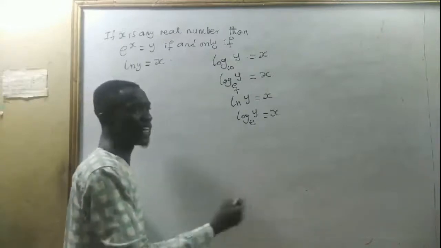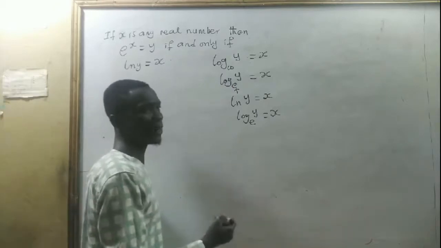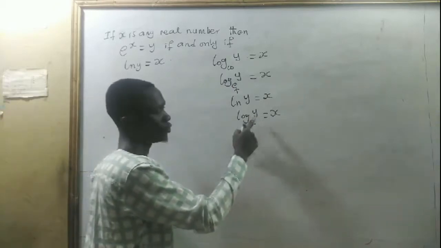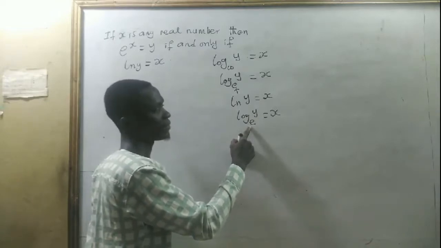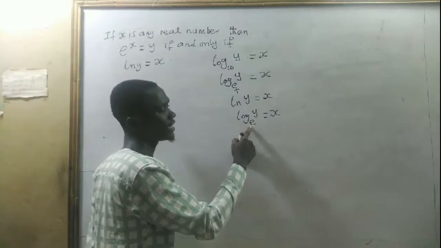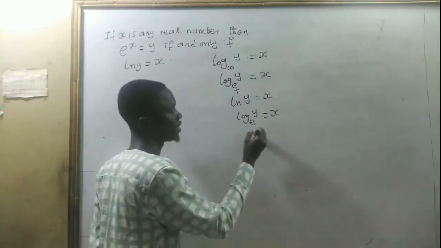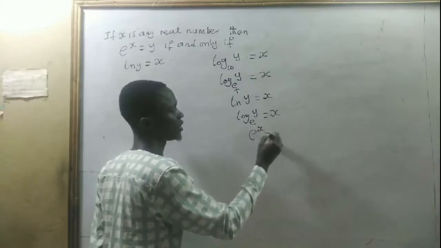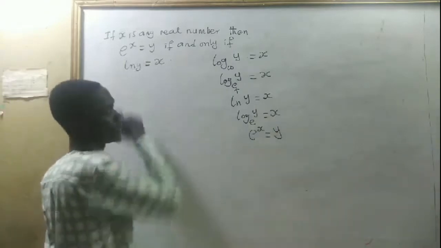And here, from the definition of logarithm, the logarithm of any number, say y, to the base e is the power to which the base must be raised to give the number. So the base e must be raised to the power x to give the number y. And that is what we have here.